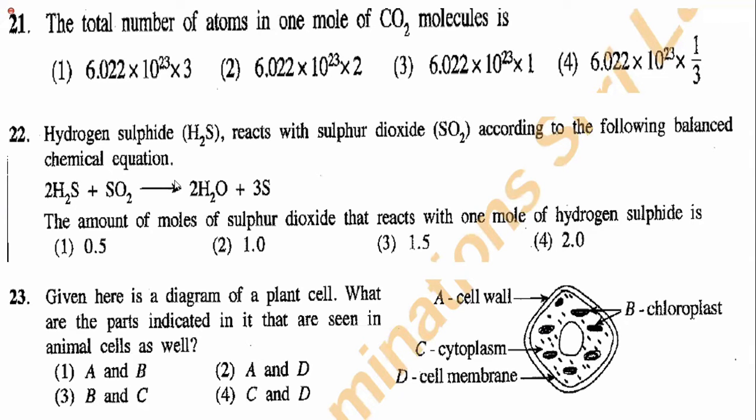Cell wall, chloroplast, cytoplasm, cell membrane. Now you can imagine the diagram of a plant cell and an animal cell. Plant cells and animal cells are not totally different.